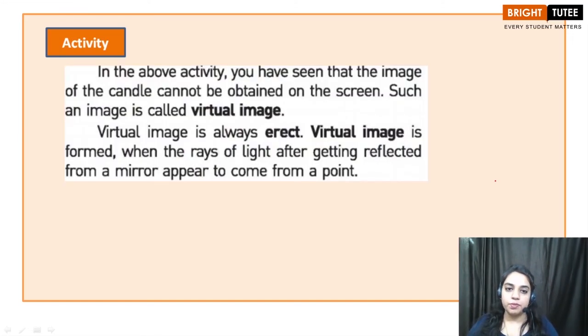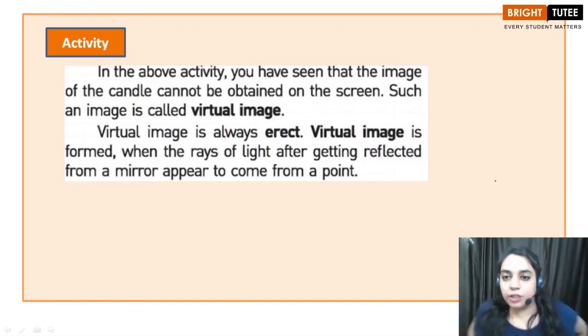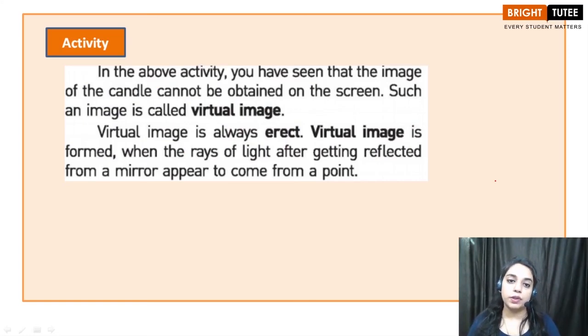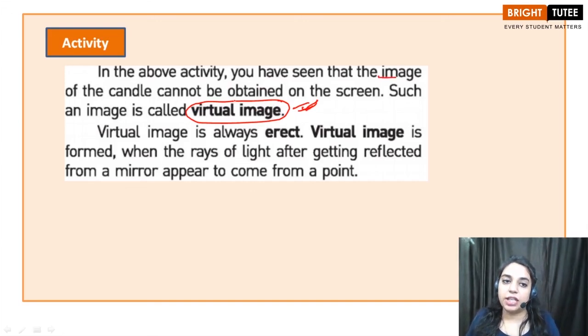Okay, so children, from these activities we can also learn about a term which is virtual image. So the nature of the image formed by the plane mirror is always a virtual image. Virtual images are the images which cannot be obtained on the screen. In the above activity, we have seen that the image of the candle cannot be obtained on the screen. No matter how much we try, we won't be able to obtain its image on the screen, and that is why we call it a virtual image.